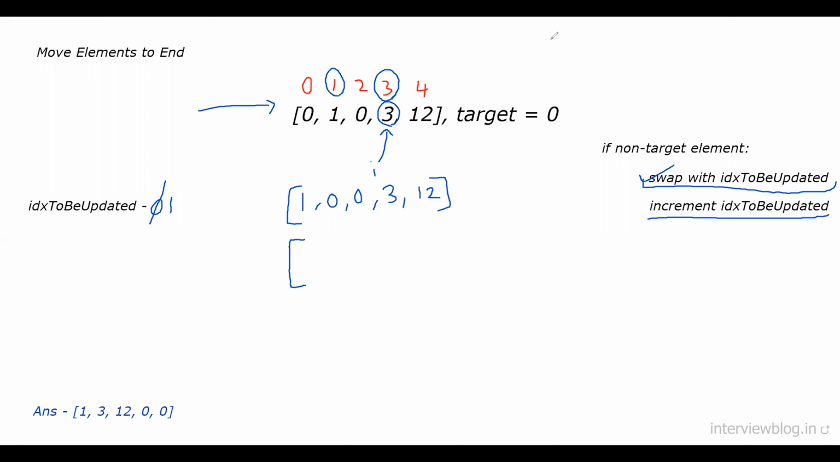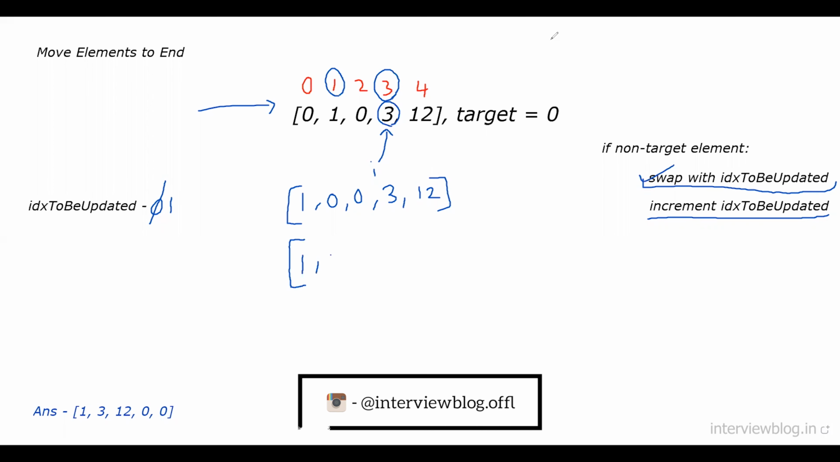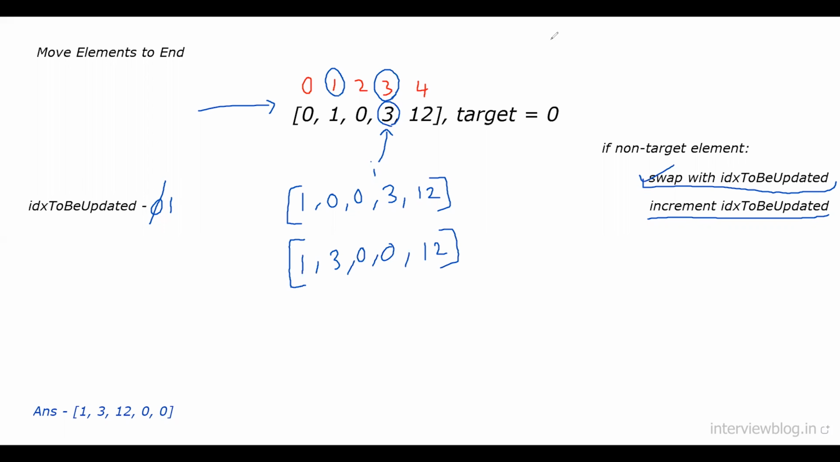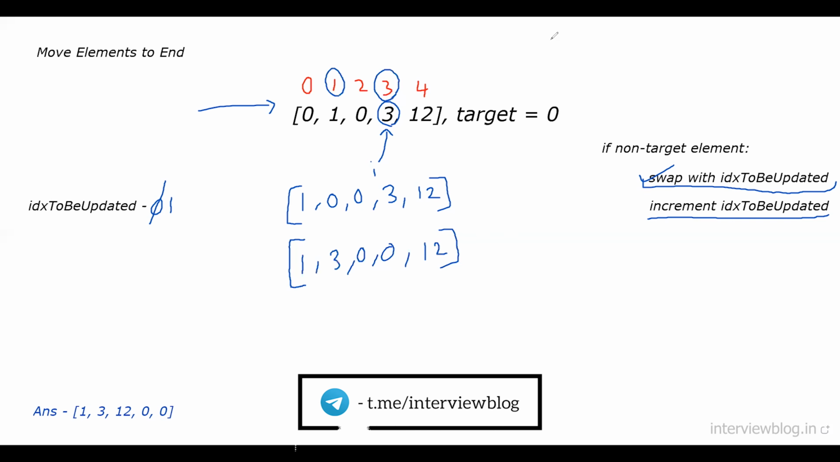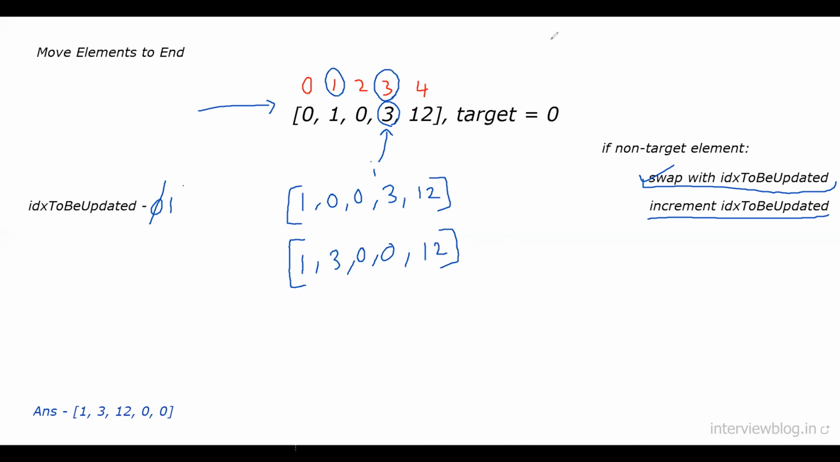So my resultant array after swapping would be 1, 3, 0, 0, and 12. After the swapping, since the element at the index to be updated pointer is already updated, we need to increment the index to be updated pointer from 1 to 2.